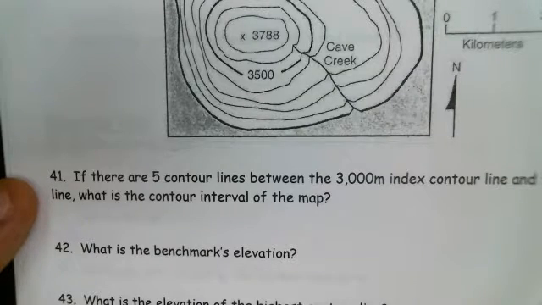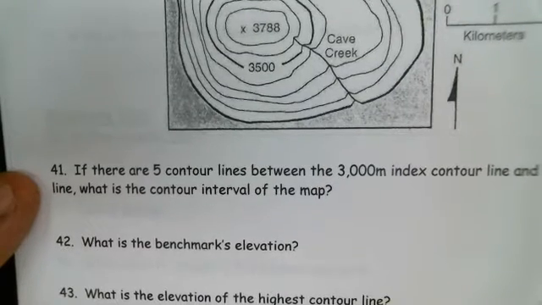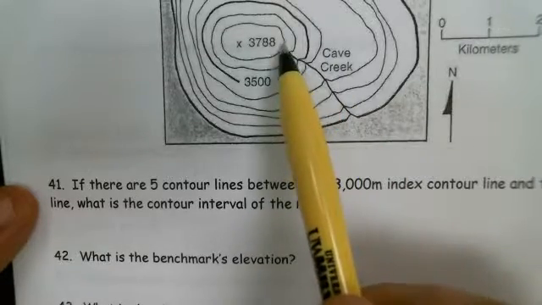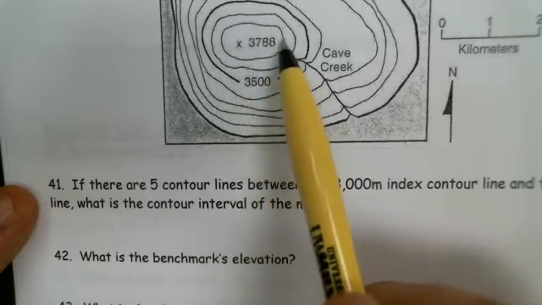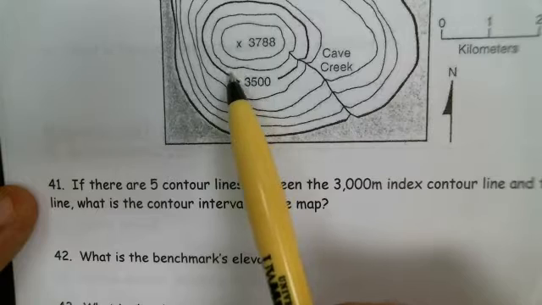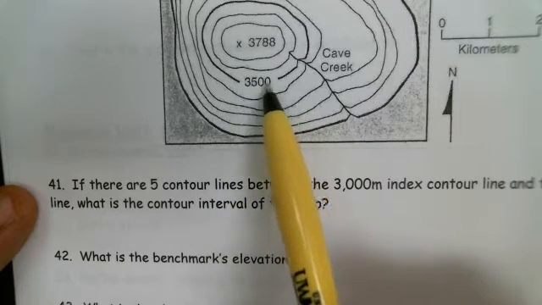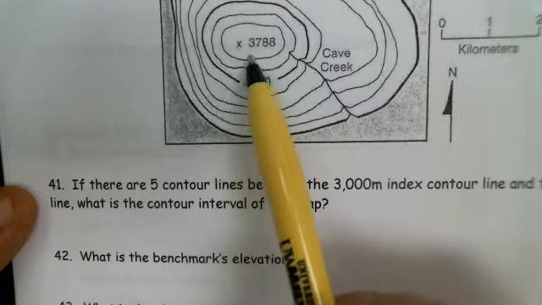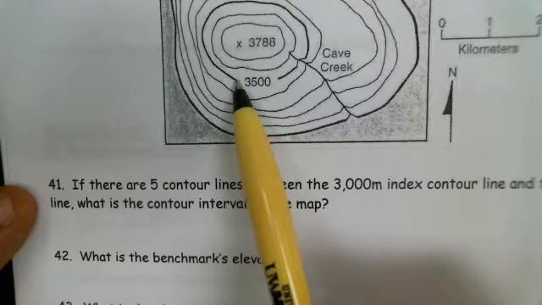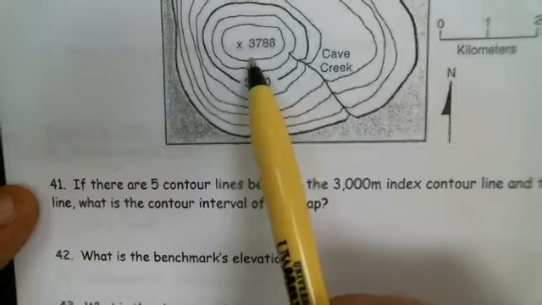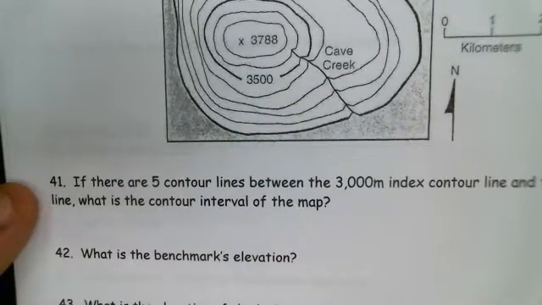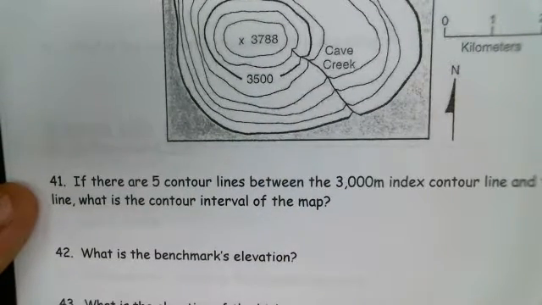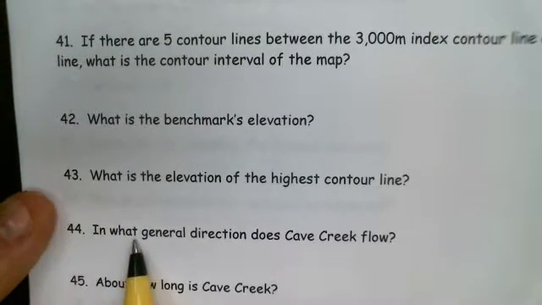Number 43, what's the elevation of the highest contour line? That's going to be this line right here, and it is 2 steps above the 3,500. Each step is 100, so 3,500, add 100, add another 100. That'd be 3,700. 3,700 for number 43.